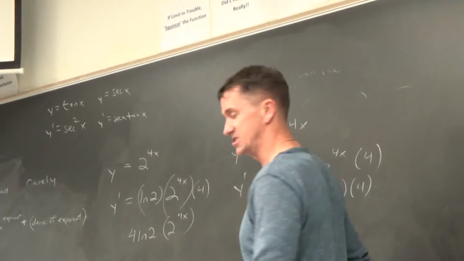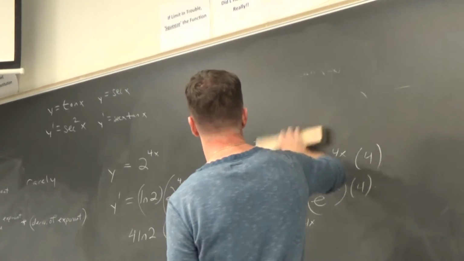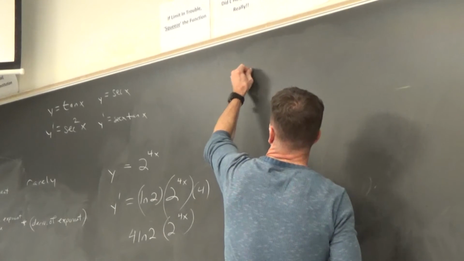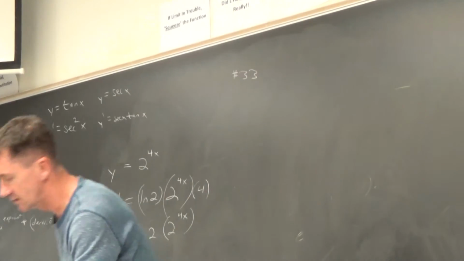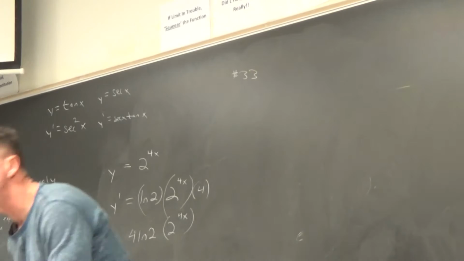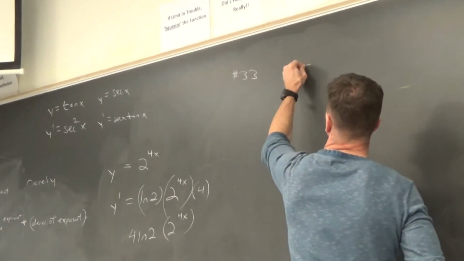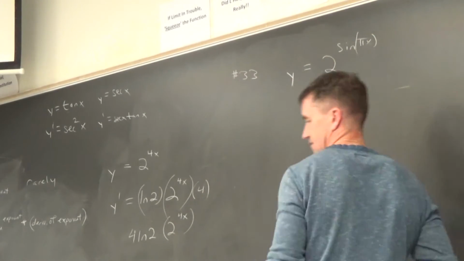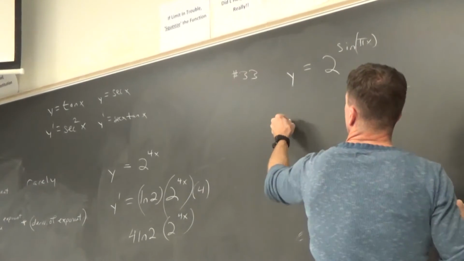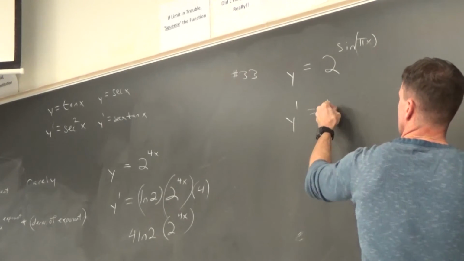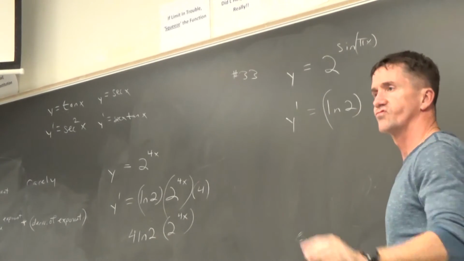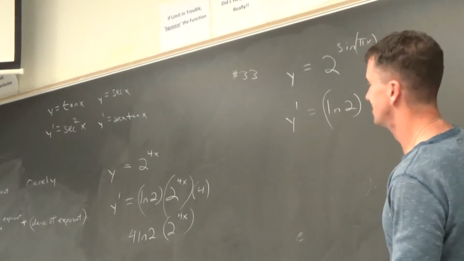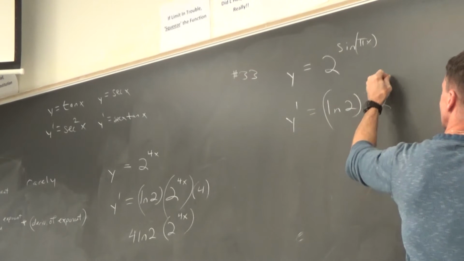Okay. Now let's do that actual problem for the book. It's from section 3.4, on page 205. y equals 2 to the sine pi x. First of all, natural log, what number? 2. Check. Second, would you just rewrite that whole expression? Yep. 2 to the sine pi x.